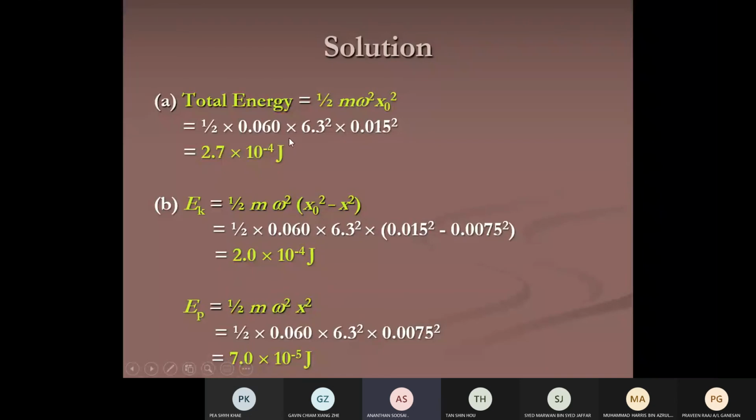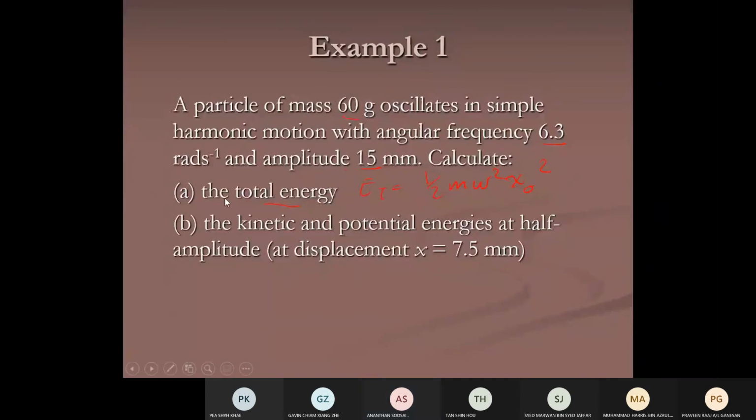So hope you get the first answer: 2.7 times 10 power negative 4. Make sure all are SI units. Okay, I think A is straightforward. Try to do the B.